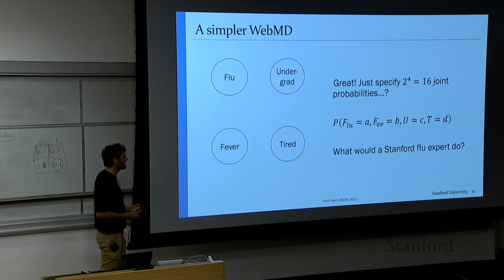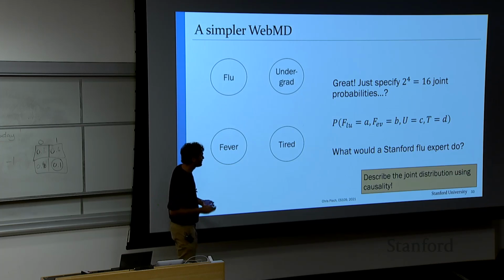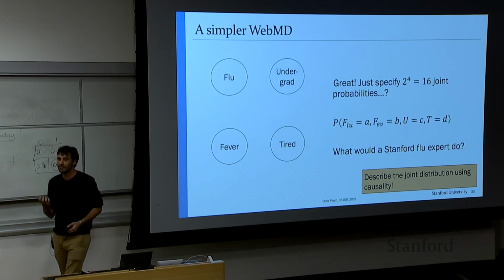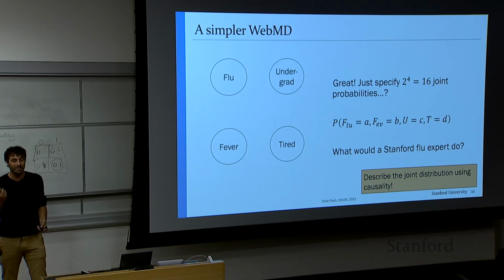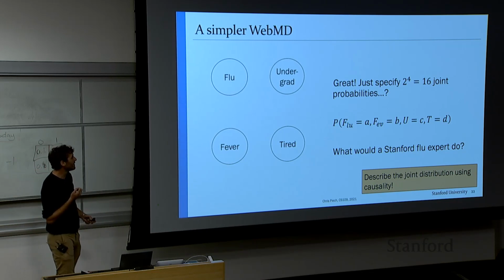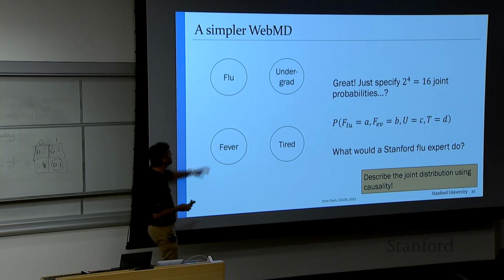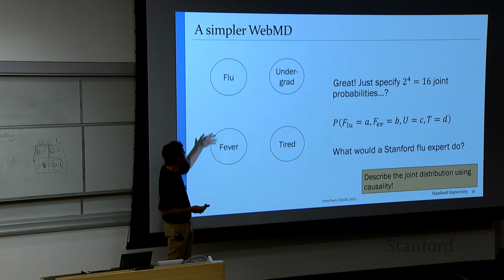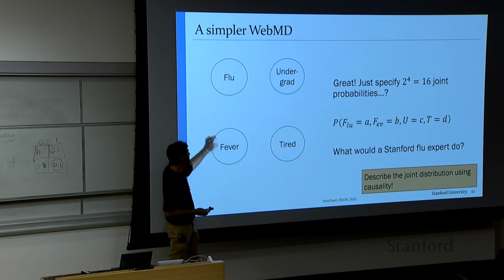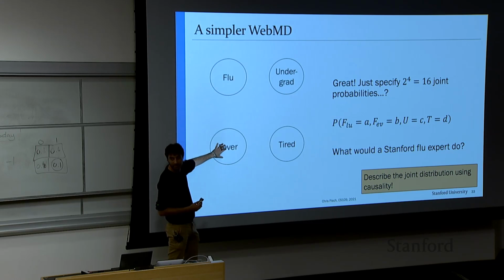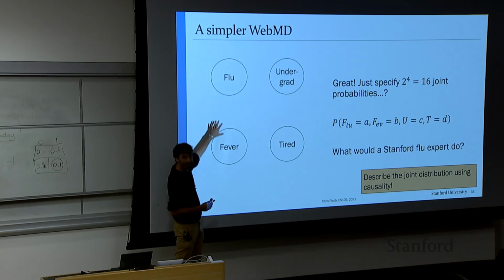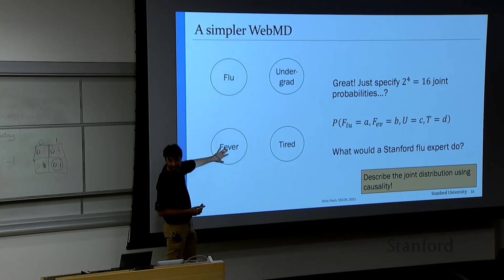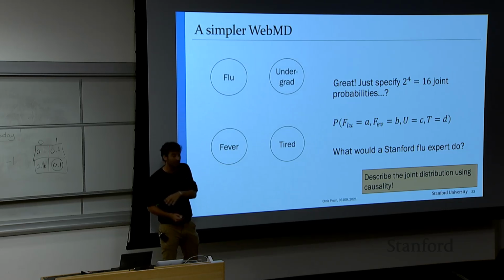So here's what a Stanford flu expert would do. They would try and describe the process of these random variables affecting each other using this thing called causality. Now, I think I said this lightly. I said flu causes fever. In the real world, we think that this random variable is the reason that this random variable would be 1 or 0. Even if it's not deterministic, it really changes the probability. Like knowing flu is really affecting fever, and we think of that as being the causal direction.